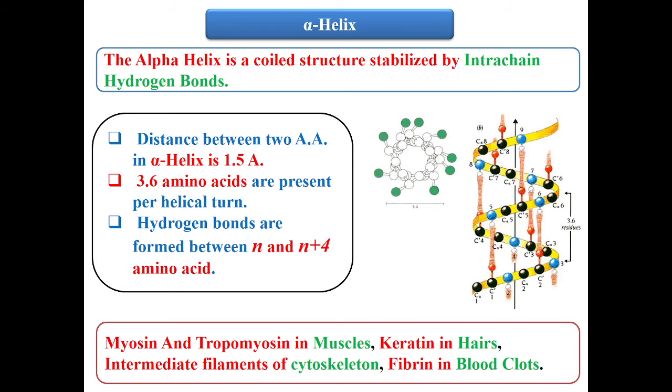The hydrogen bonds are formed between N and N plus 4th amino acid, that is first and fifth amino acid are engaged in the hydrogen bonding. So first amino acid is associated with fifth amino acid, then fifth will be associated with the 10th amino acid and so on.